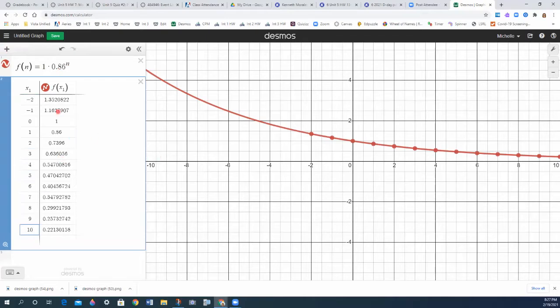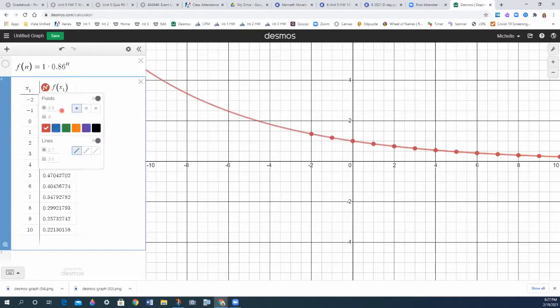Now, just a little reminder, this curve helps us to model this and to predict, but the curve is not the sequence. The sequence is these points. So a sequence is always discrete, but this curve models it.